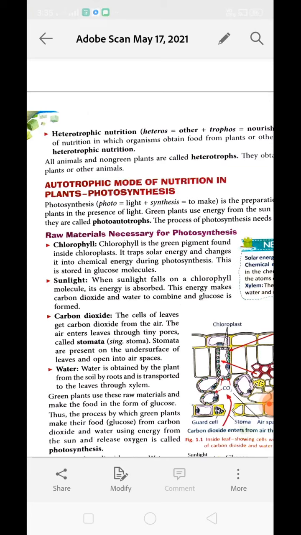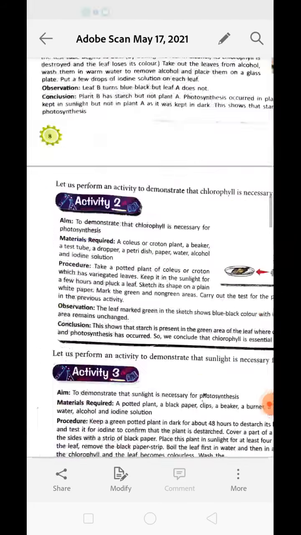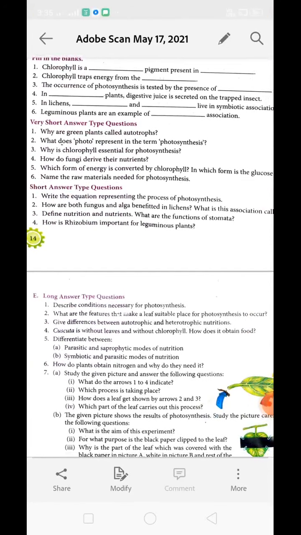Now third, carbon dioxide. The cells of the leaf get carbon dioxide from the air. The air enters the leaves through stomata. And fourth, water is absorbed by the plant from the soil by the root and it is transported through the xylem to the leaf. Understood? Now next, second question of E, that is E2.